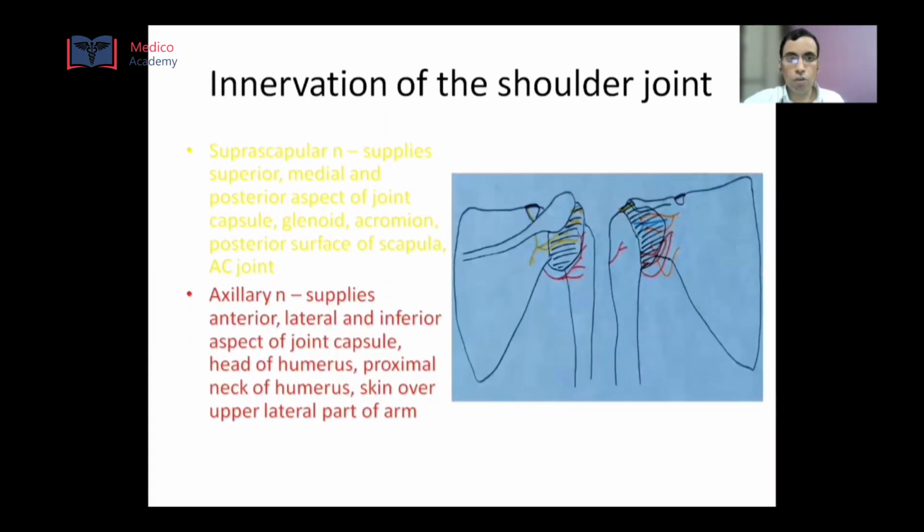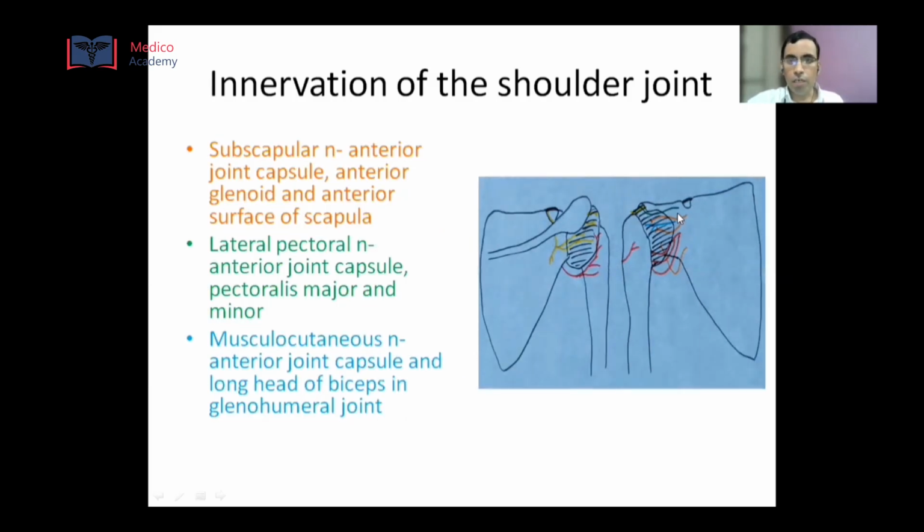Coming to the innervation of the shoulder joint, the suprascapular nerve supplies the superior, the medial, and the posterior aspect of the joint capsule, the glenoid, the acromion, the posterior surface of the scapula, and the AC joint. The axillary nerve supplies the anterior, the lateral, and the inferior aspect of the joint capsule, the head of the humerus, the proximal neck of the humerus, and the skin over the lateral part of the arm.